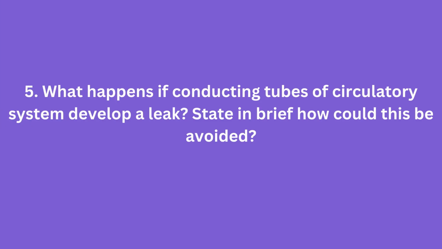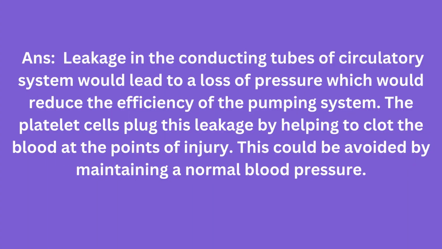5. What happens if conducting tubes of the circulatory system develop a leak? State in brief how this could be avoided. Answer: Leakage in the conducting tubes of the circulatory system would lead to a loss of pressure, which would reduce the efficiency of the pumping system. The platelet cells plug this leakage by helping to clot the blood at the points of injury. This could be avoided by maintaining a normal blood pressure.